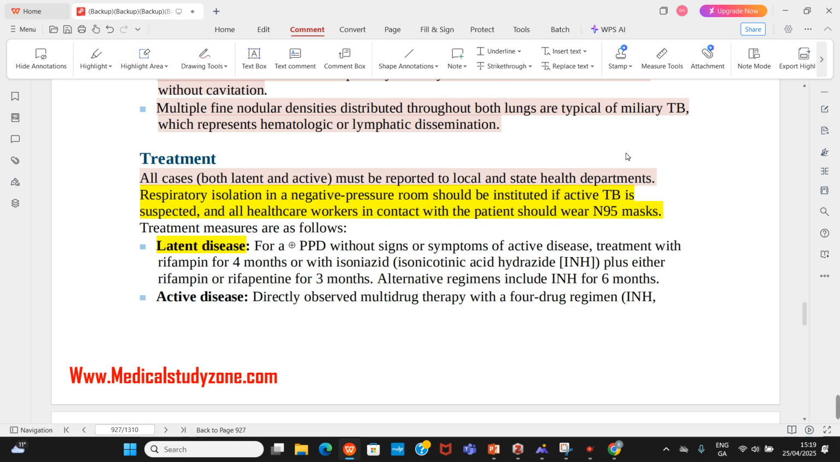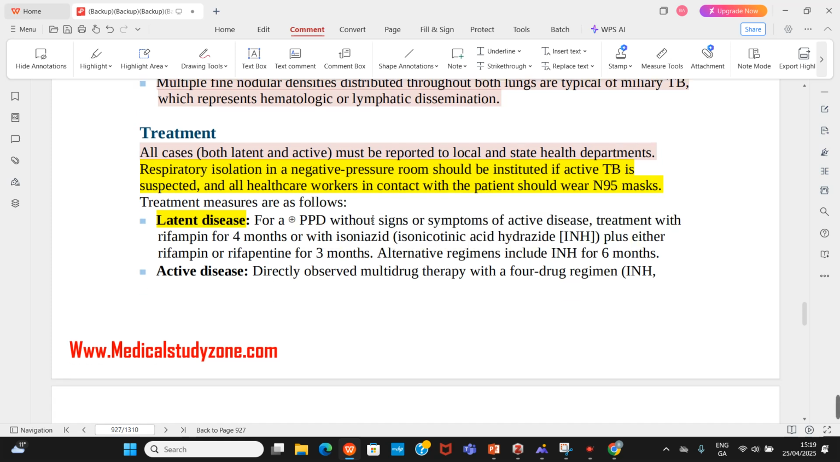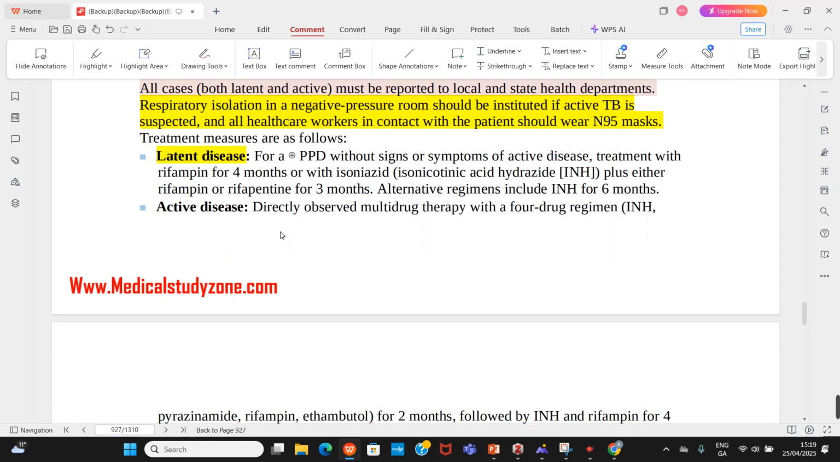So you want to take airborne precautions: wear the N95 mask, wear PPE, and stand at least 6 feet from anybody that is having tuberculosis. You have to pay attention to the airborne precautions. And how do you treat?